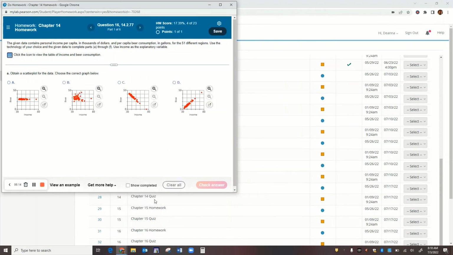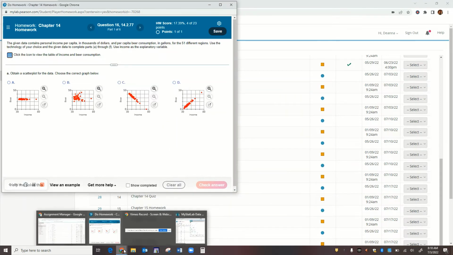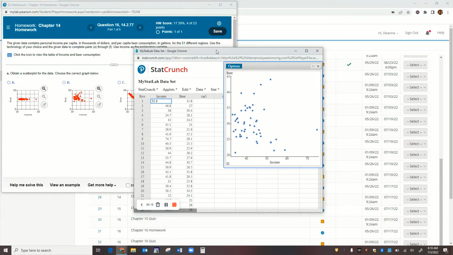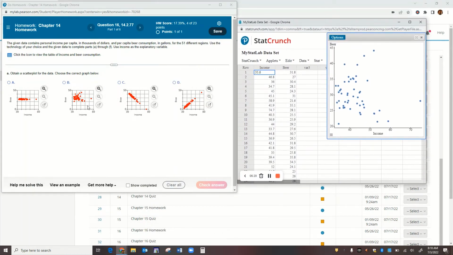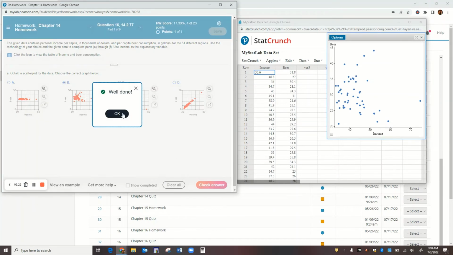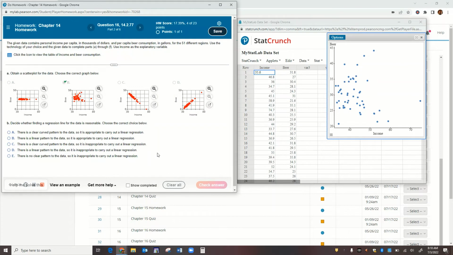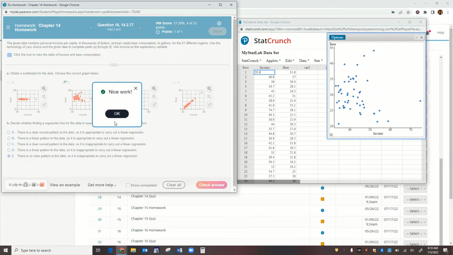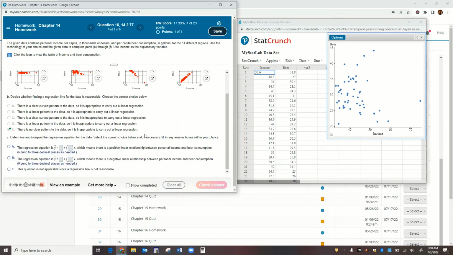Okay, so which little graph looks like that? Oh, I didn't mean to close the StatCrunch. StatCrunch, come back to me. Here you are. Okay, which scatter plot looks like that? This one, right? So is it appropriate to find a regression line? This does not look linear. This looks almost parabolic, but really it's just a clump of points. So I would say there is no clear pattern, so it's inappropriate. Inappropriate, people. Check. Nice.